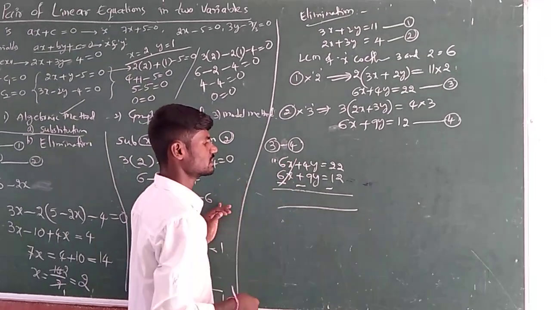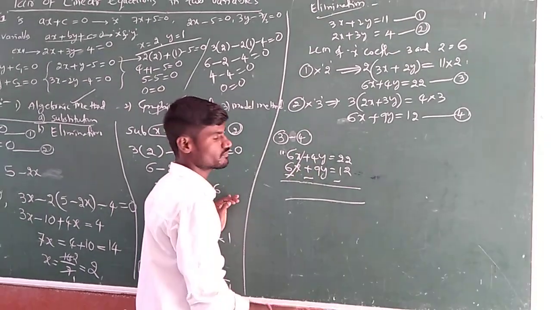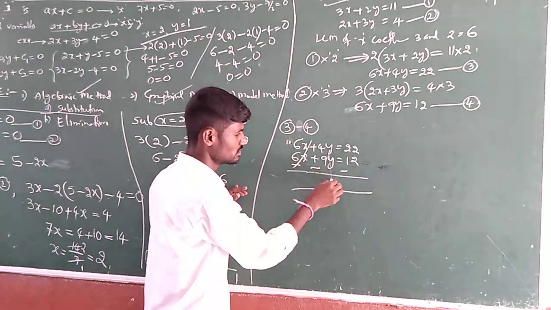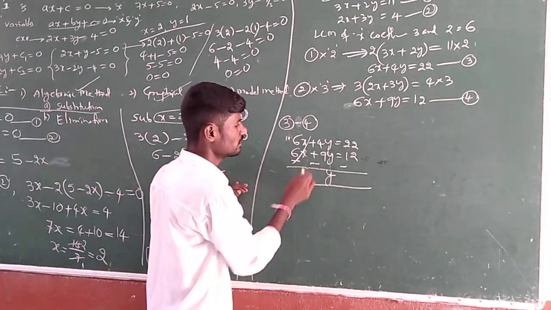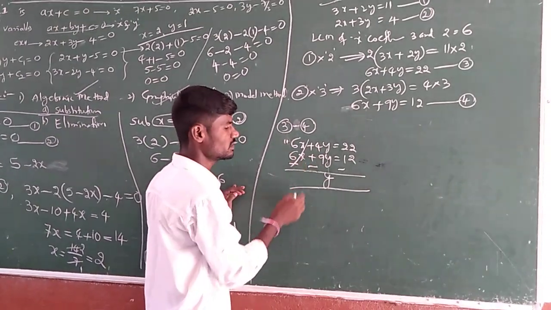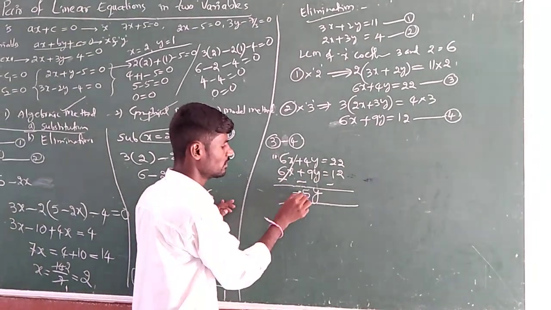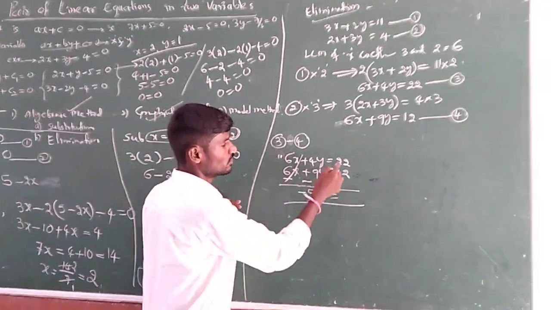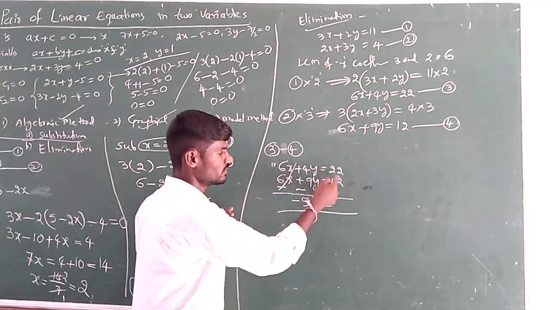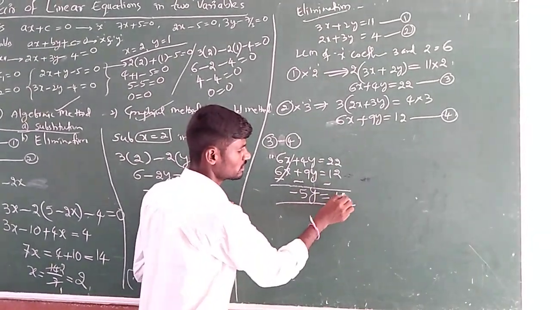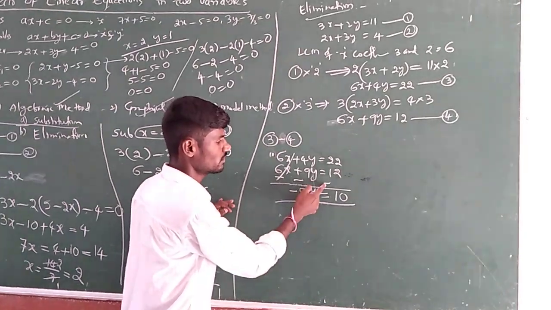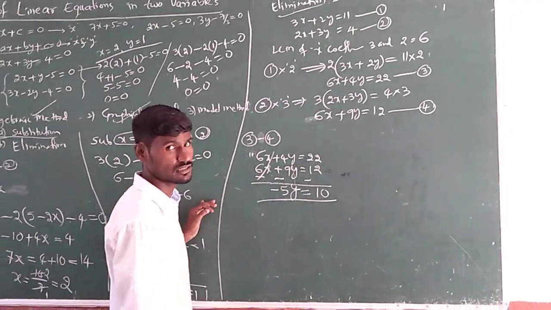6x minus 6x cancel. 4y minus 9y. 4 minus 9, the difference between 9 and 4 is 5, but 9 is the larger number with the symbol minus, so minus 5y equals 22 minus 12. The difference 22 minus 12 is 10. And 22 is bigger and plus, that's why you are getting plus 10.